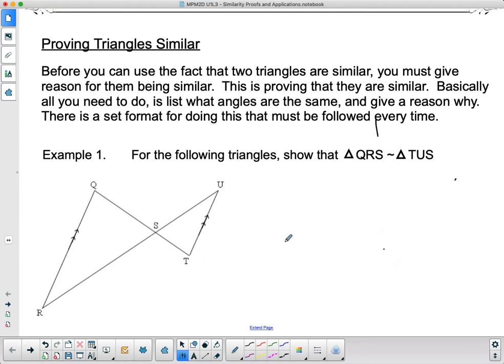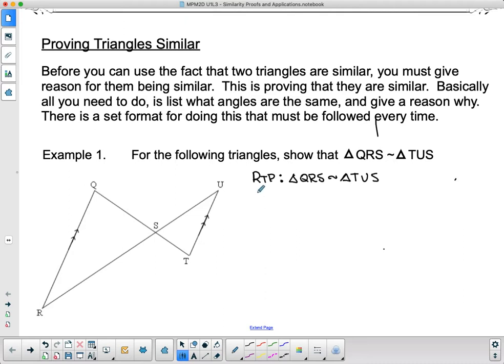And so for this particular triangle, we want to prove that triangle QRS is similar to triangle TUS. So when we start that, here's how we're going to write it out. The first thing we're going to do is write out RTP. RTP stands for required to prove. And we're just going to write what they want us to prove. So in this case, we want to prove that triangle QRS is similar to triangle TUS.